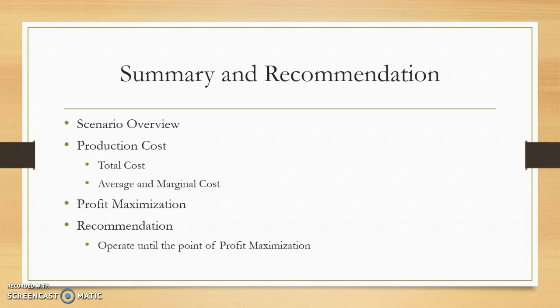So for a summary and recommendation, we went over this scenario overview. We went over all the different production costs, and you saw that on that graph that had the layout for you. Then we went over the actual graph of the total cost and the average and marginal costs. Then we came to the point of profit maximization, which is the important point, where we got to the profit maximization price, which was $1.73 million, and the profit maximization quantity, which was 5. So my recommendation is to operate up until the point of profit maximization.